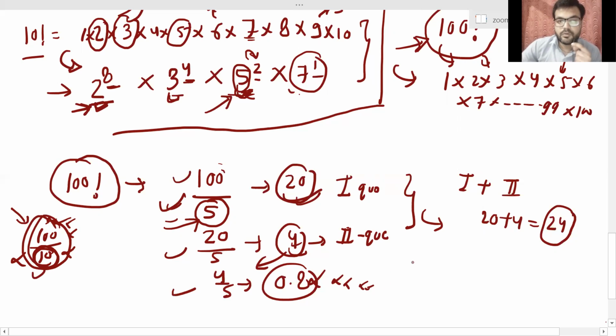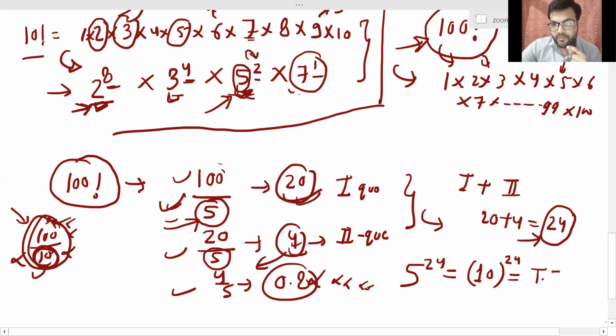Got it? So the maximum power of 10 from here is 24, we can say. Ultimately what you have found out is the maximum power of 5, which is 24. And this is telling you what the maximum power of 10 is in this factorial. So the maximum power of 10 is 24, and this is nothing but the number of trailing zeros. So we have got 24 trailing zeros in 100 factorial.